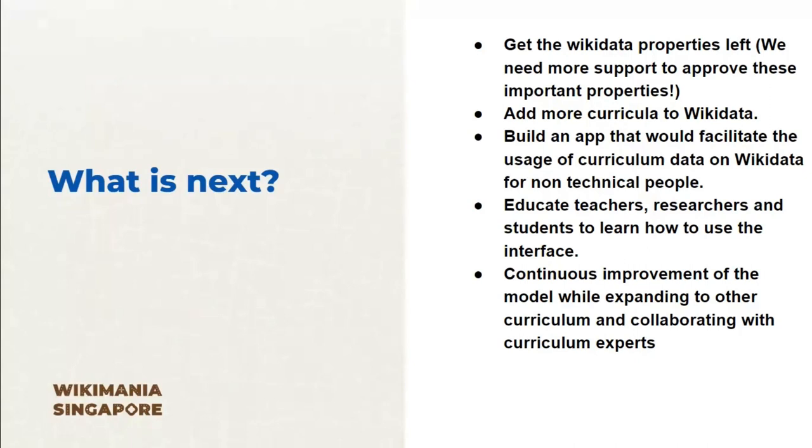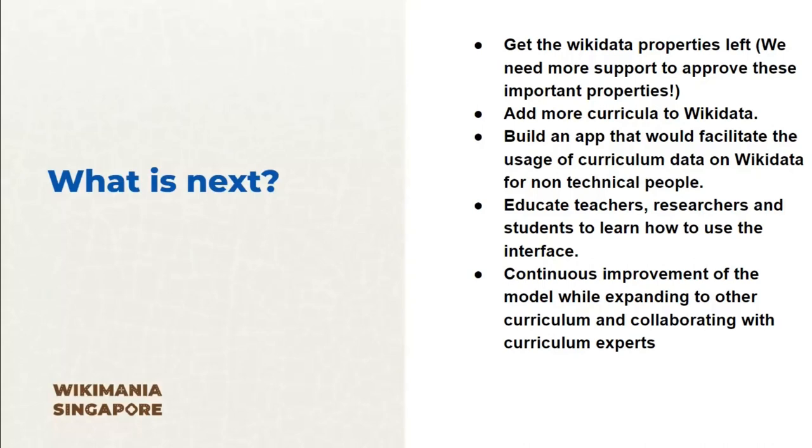So we are looking at scaling this up, getting more communities involved, getting more user groups involved, so that we get to upload relevant curricular data for each country on Wikidata, and also come up with front-facing applications that will be able to help people with non-technical backgrounds to just click away and be able to access this curricular data that has been uploaded. And this is going to help educate teachers, researchers, and also students to learn more about the relevant content that is found on Wikipedia, because we are looking at the total sum of human knowledge. So if Wikipedia and its sister projects are the total sum of human knowledge, we should have curriculum data.